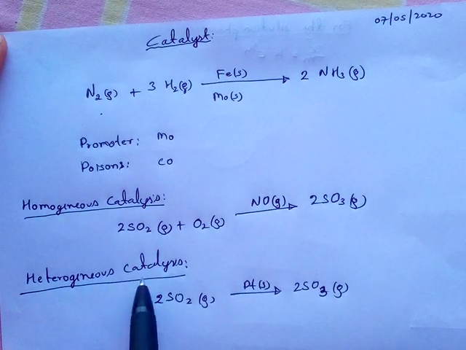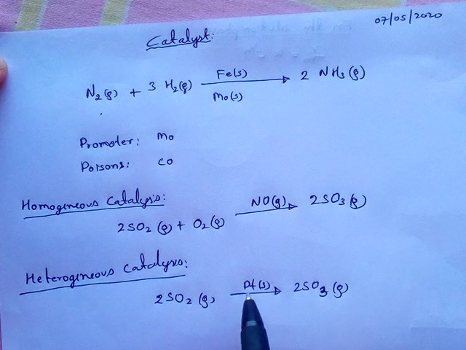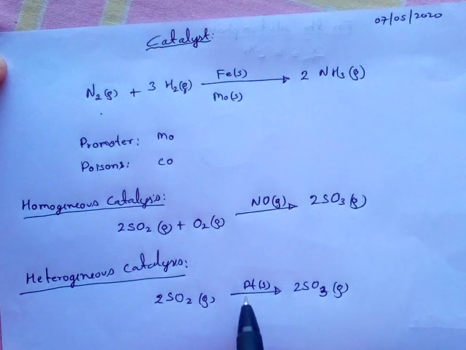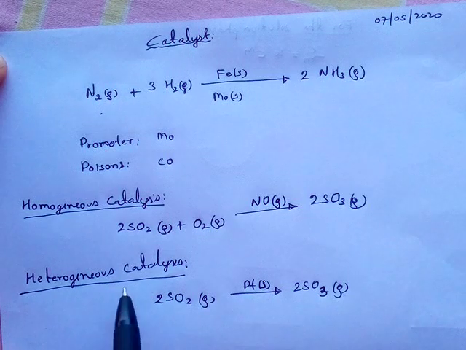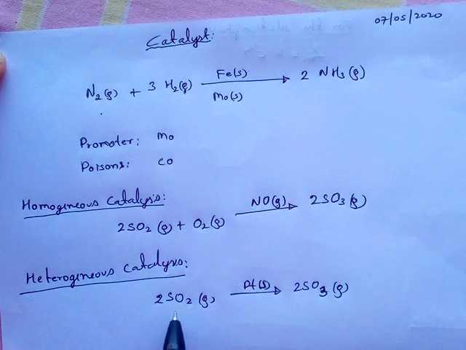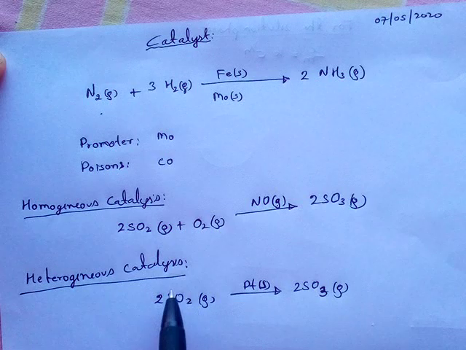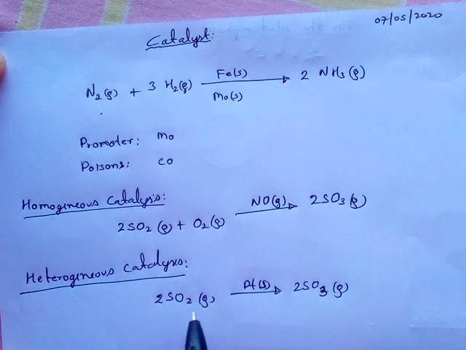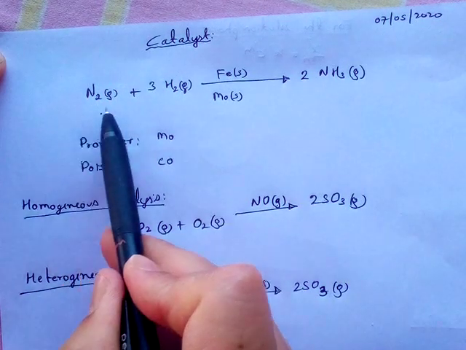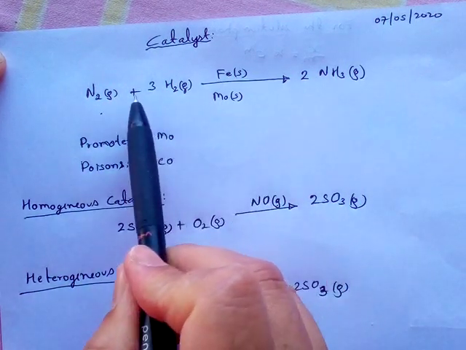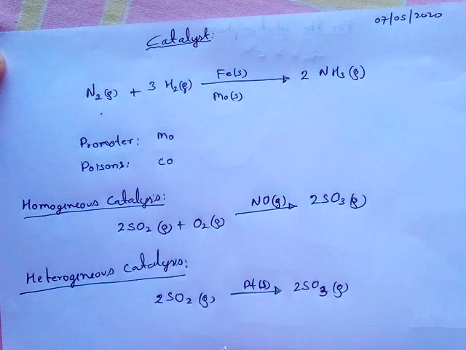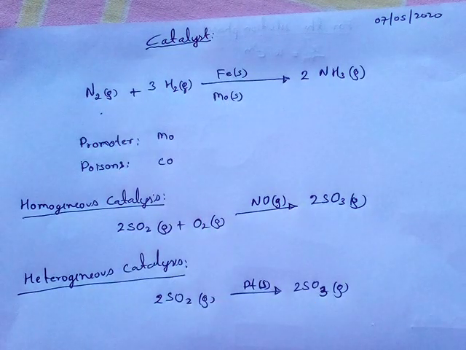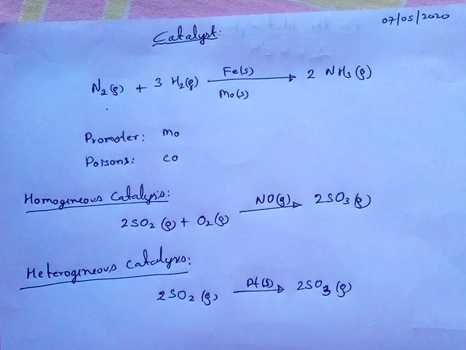Similarly, in a heterogeneous catalyst, the phase, meaning the state of the catalyst, is different. Here it is a solid, whereas the phase or the state of the reactant is gaseous. So this type of reaction is known as heterogeneous catalysis reaction. We have already used one of these. This is also a heterogeneous catalysis reaction. You can choose any of the examples according to your convenience.